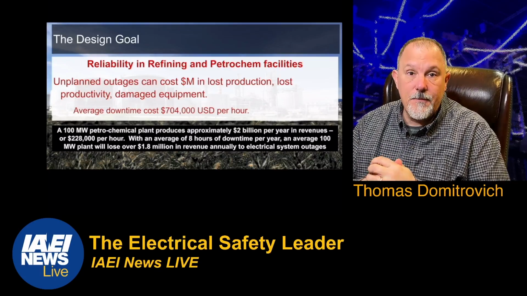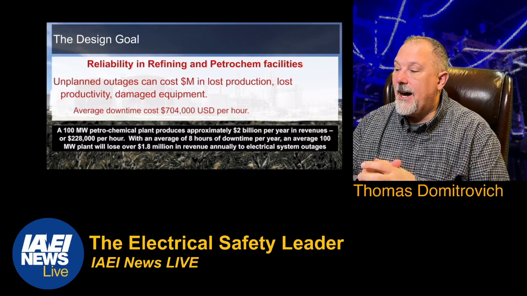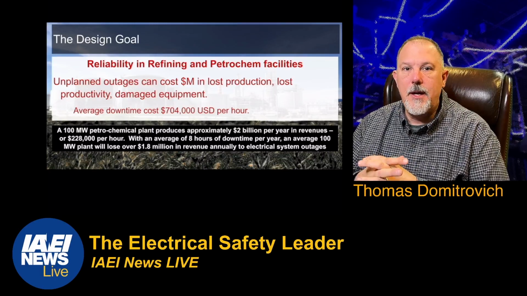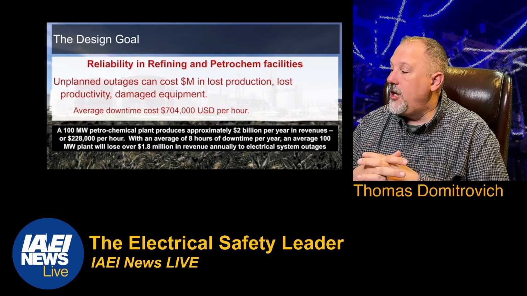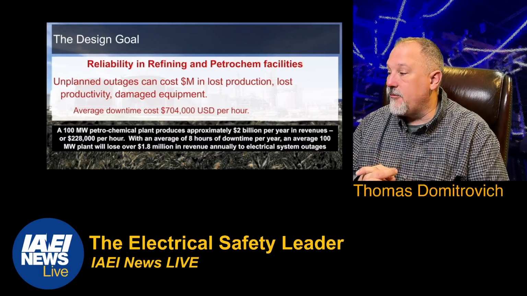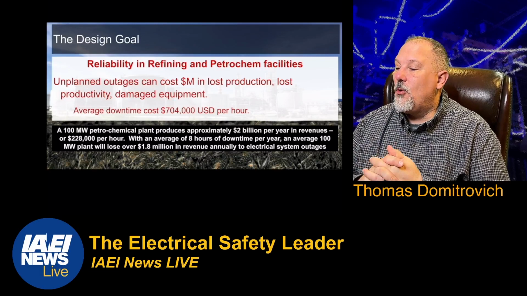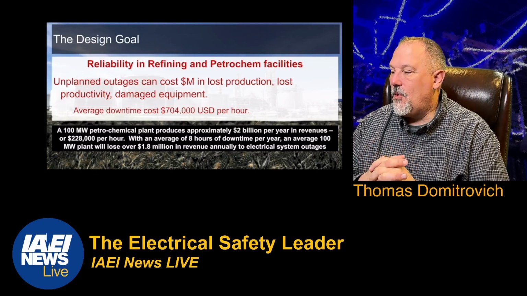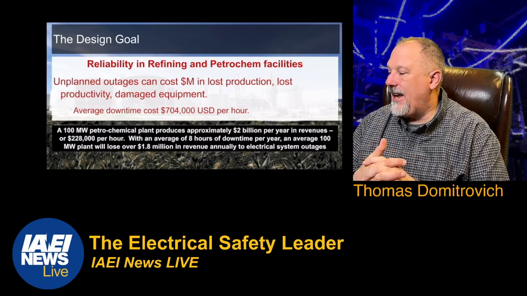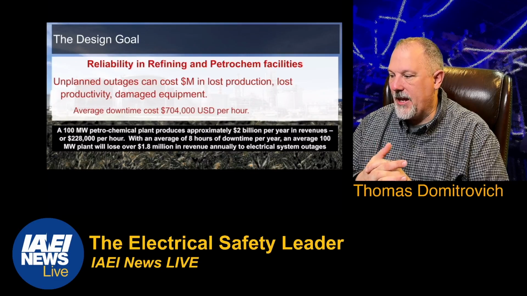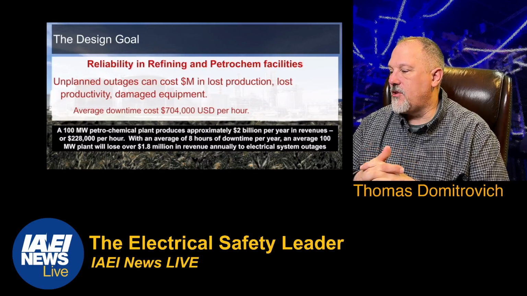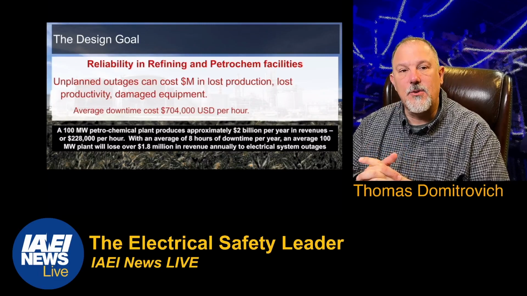704,000 plus an hour. A 100 megawatt petrochemical plant produces approximately $2 billion. These are old numbers. $2 billion per year in revenues, or $228,000 per hour, with an average of 8 hours of downtime per year. An average 100 megawatt plant will lose over $1.8 million in revenue annually to electrical system outages.